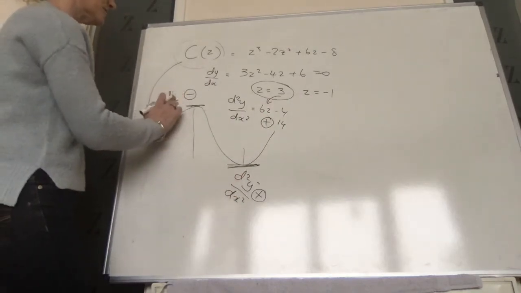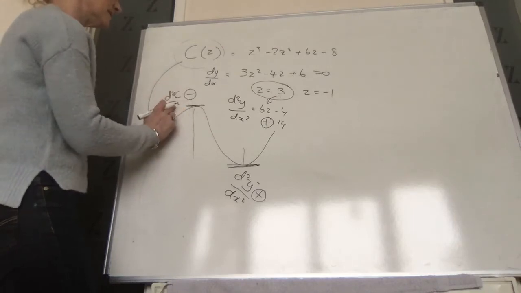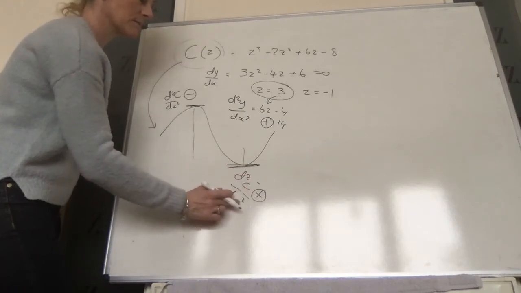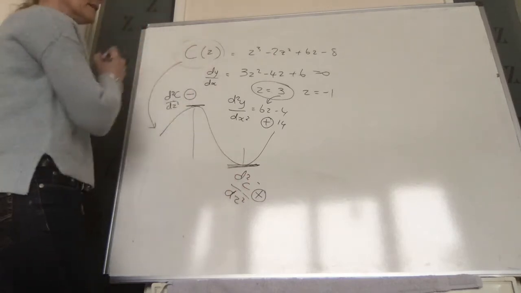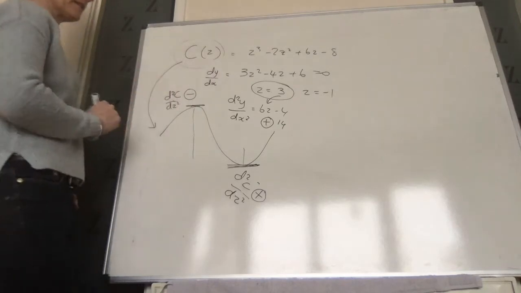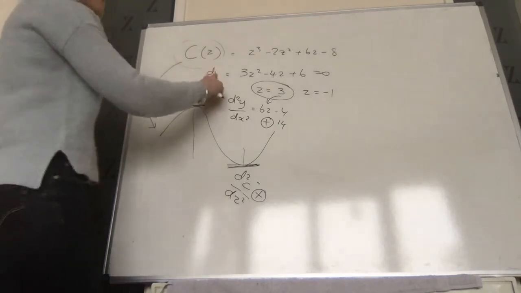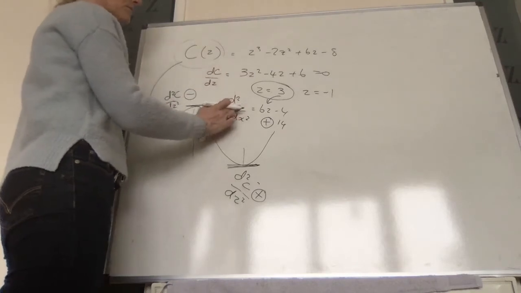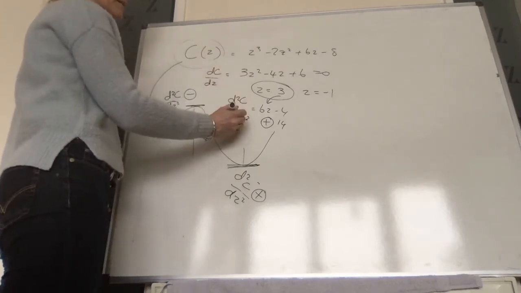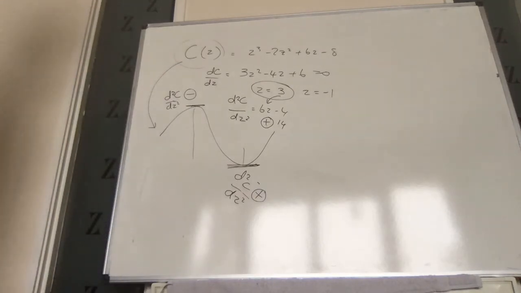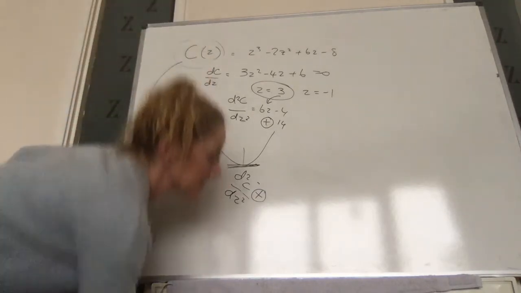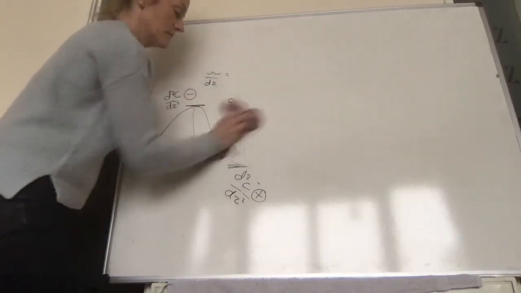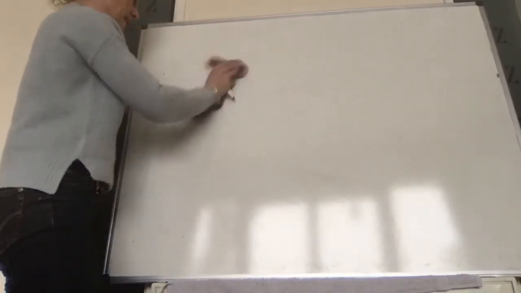Actually, in this situation, it'll be d2c dz squared, because in this situation our function is called c and the variable that it depends on is z. Okay, so similarly here that should be dc by dz, and that should be d2c by dz squared. Alright, so I'm going to do the examples in the book, and that should help you and allow you to be able to do the next exercise.